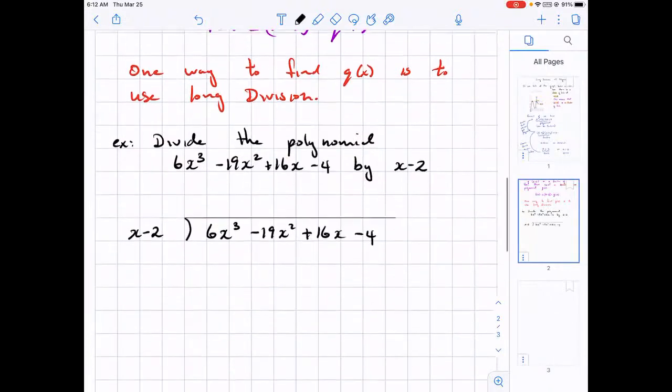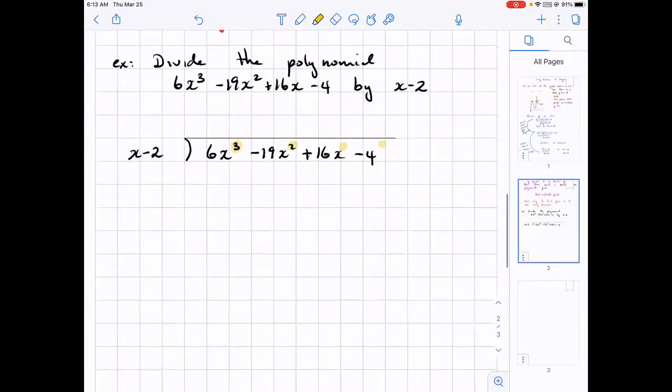One of the things you will have to do is make sure that when you set up a polynomial, the powers are in descending order and there are no missing terms. If there are missing terms, we use what are called placeholders. So that's something to keep in mind when you divide polynomials.